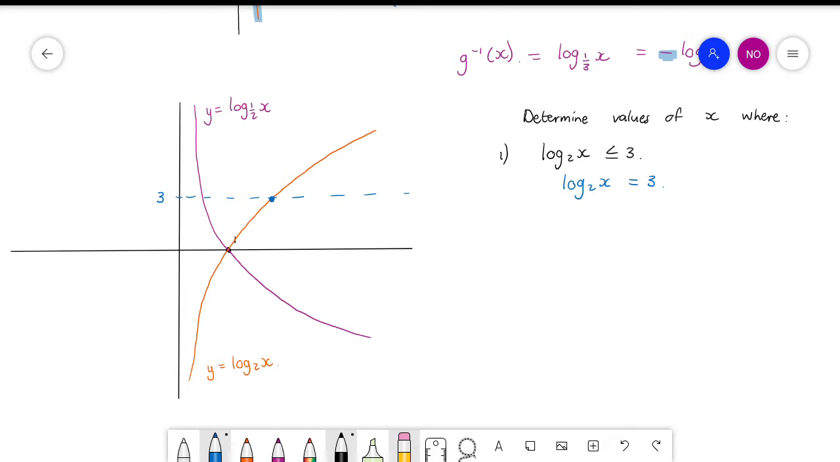Because if I have that point, then I can deal with a smaller than or equal to thing on its own. Okay. Now we go and rewrite this. So it becomes 2 to the power of 3 is equal to x.